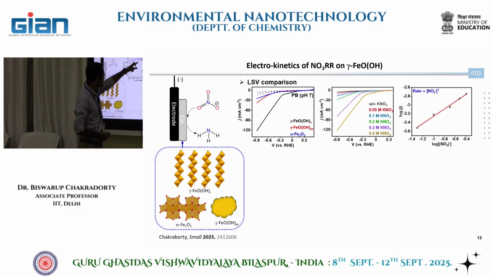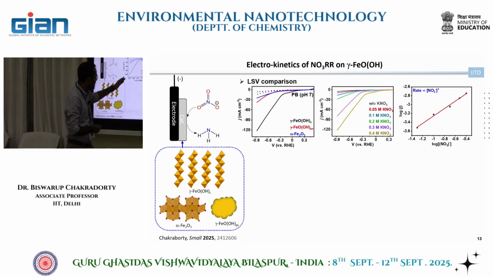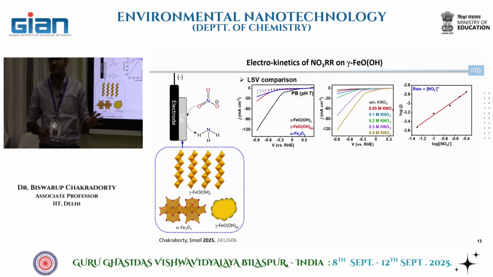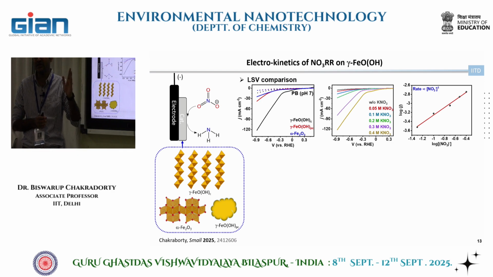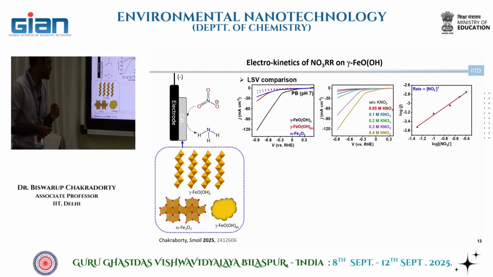So here you can see that with gamma FUH, once you have the nitrate in the electrolyte, you are getting the highest current, and this dotted line is representing when you do not have any nitrate in it. So that means once you have nitrate in the electrolyte and the catalyst is gamma FUH, you are getting the highest catalytic current. That means there is catalytic conversion of nitrate to ammonia.